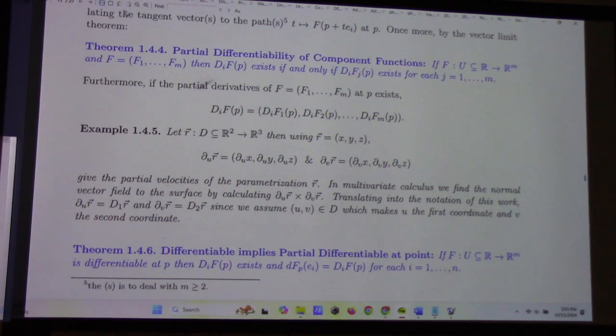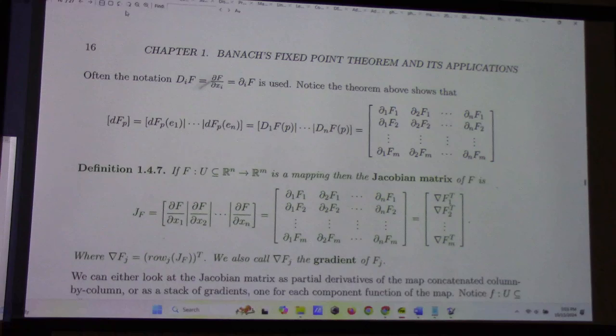And as such, we can write the standard matrix of the differential like so, and it's actually all of these partial derivatives. This is called the Jacobian matrix of the map. So the Jacobian matrix.